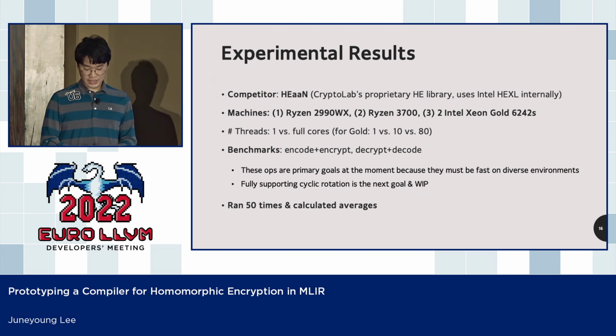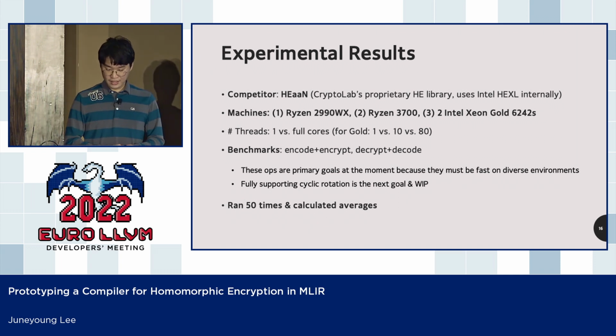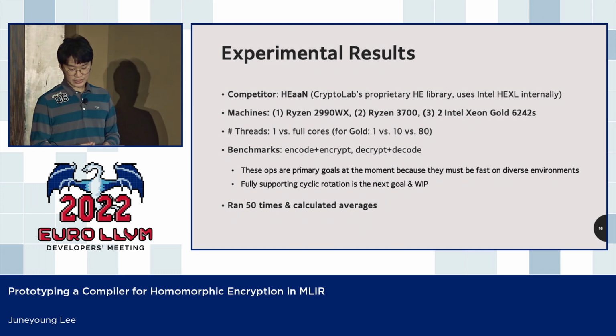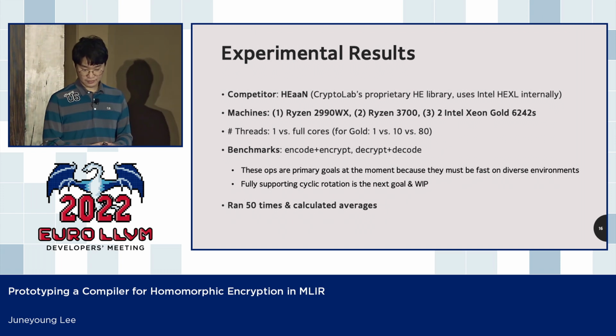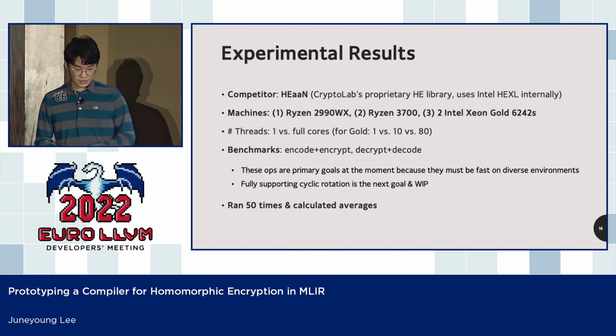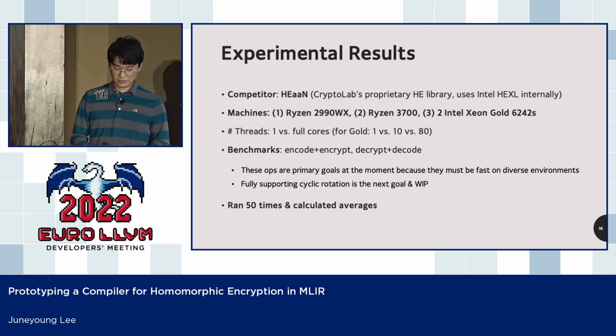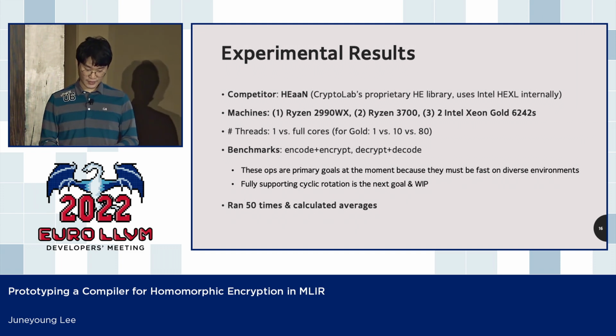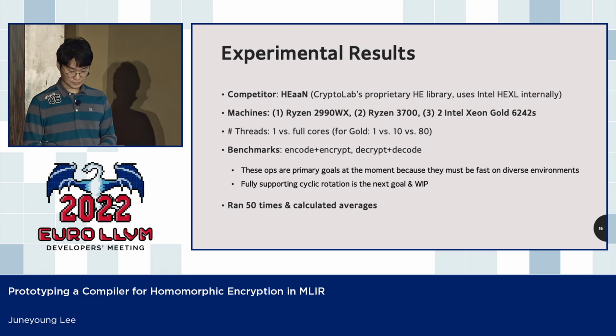For the number of cores, I used 1 as well as the full cores. And for the benchmarks, I used encode and encrypt as well as decrypt and decode. These loops are primary goals at the moment because they must run fast on very diverse machines. Also, we are currently trying to fully support cyclic rotations in the near future.